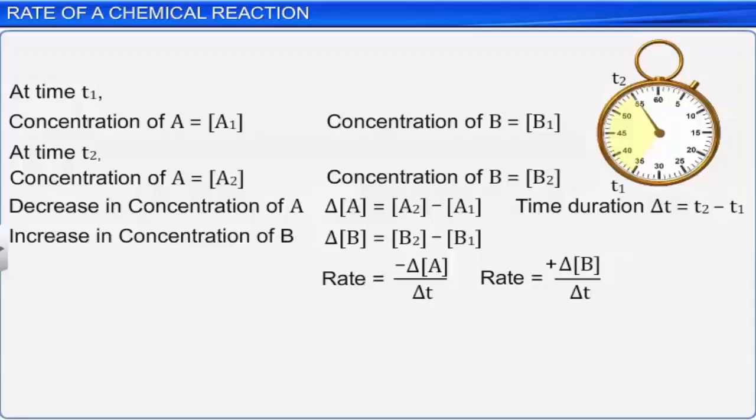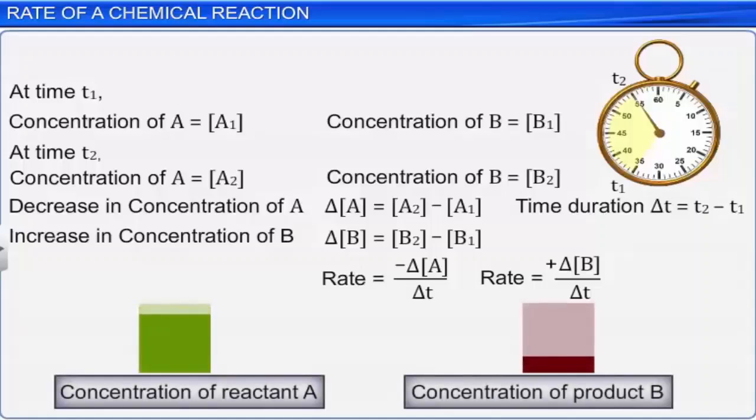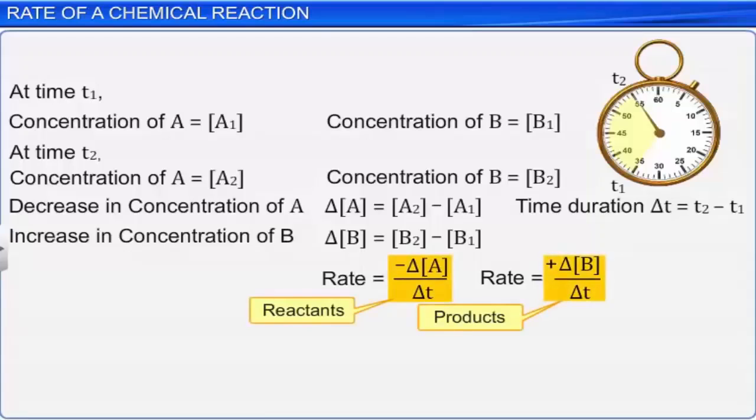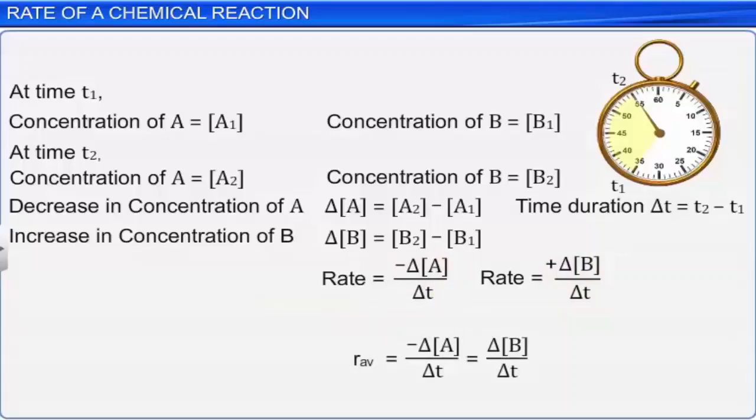However, the rate of reaction is not constant. It changes with time. The rate of disappearance of reactants gradually decreases with time as the reactants are consumed. And the rate of the appearance of products increases with time as the products are formed. Hence, the rate of reaction is always taken as the change in the concentration of the reactants or products in a definite interval of time. This is called the average rate of chemical reaction, which is given by this equation.